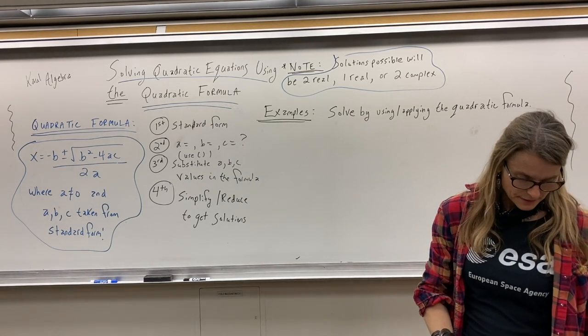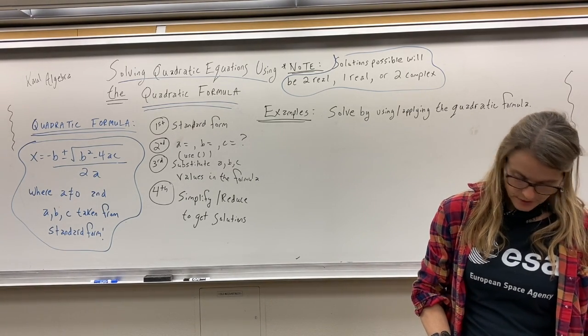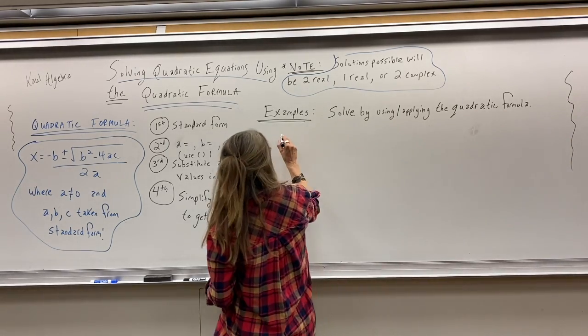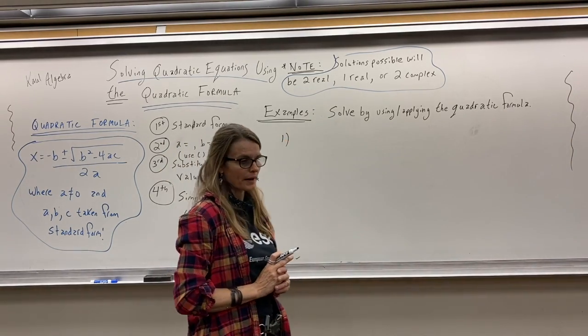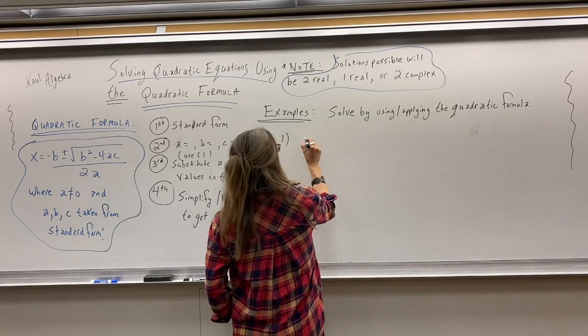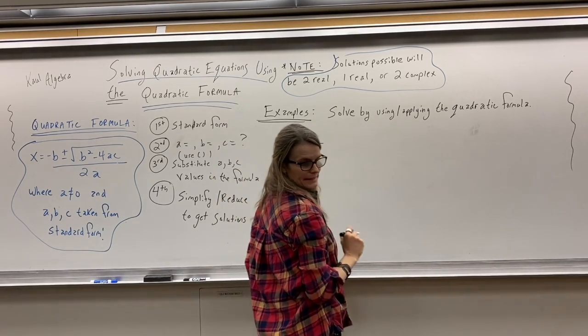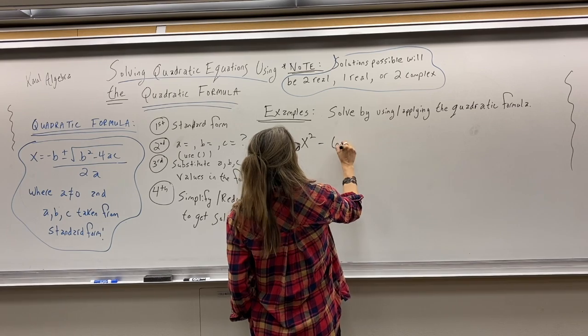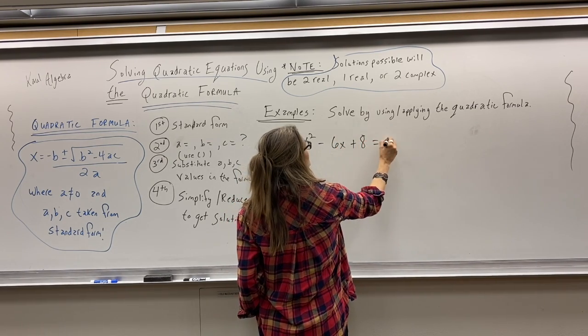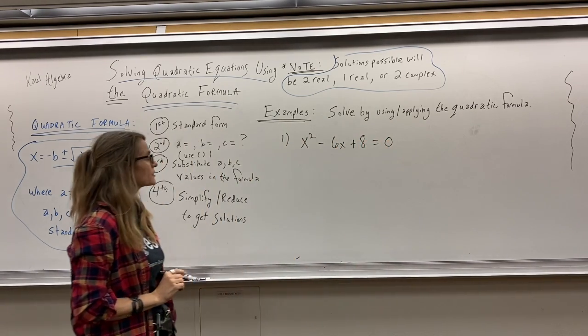So let's see. The first example I'm going to do, we're going to start with something a little simple and work our way up. Let's go ahead and do x squared minus 6x plus 8 equals 0. And we'll walk through the steps.